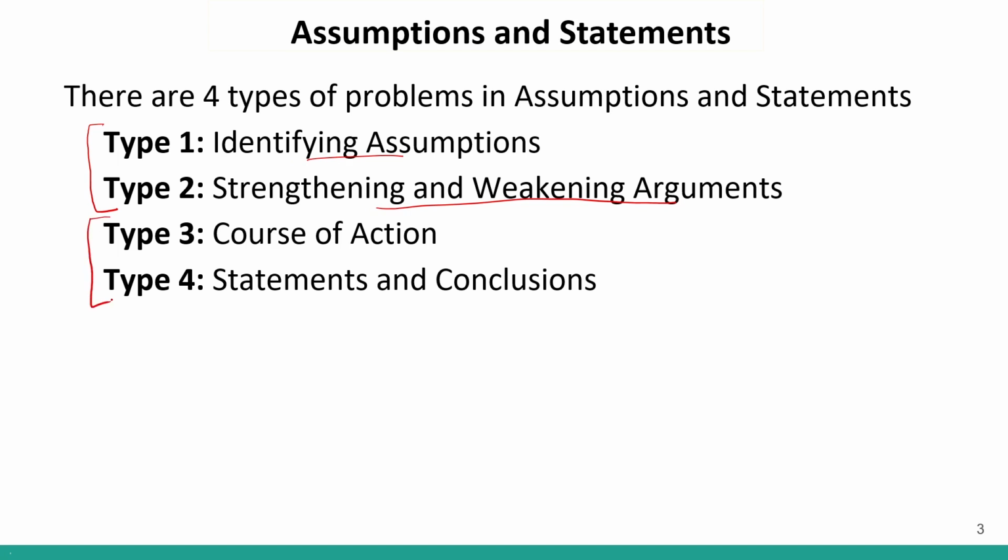And in the next lecture, we will discuss the other two types, that is type 3, course of action, which is also known as decision making, and type 4, which is statement and conclusions. So in today's one, we will first do type 1, that is identifying assumptions. We will do certain questions on this, and then we will do type 2, which is strengthening and weakening of arguments. Okay, so let us begin.